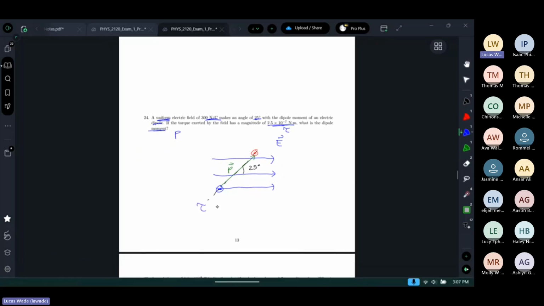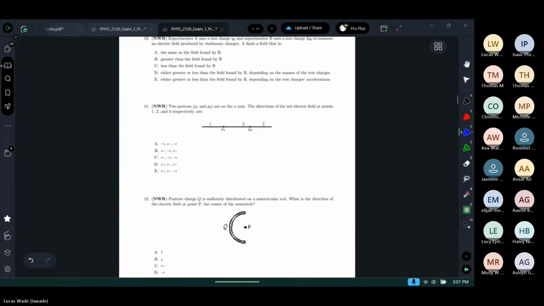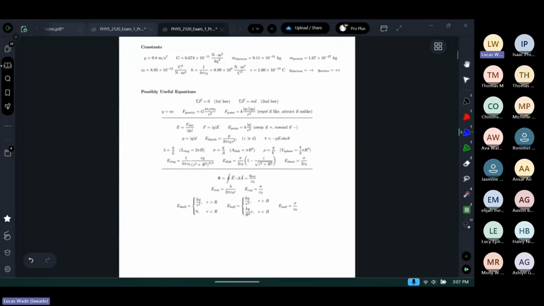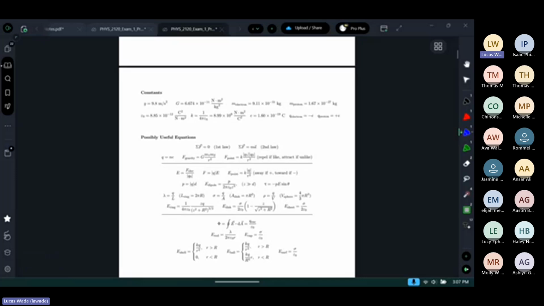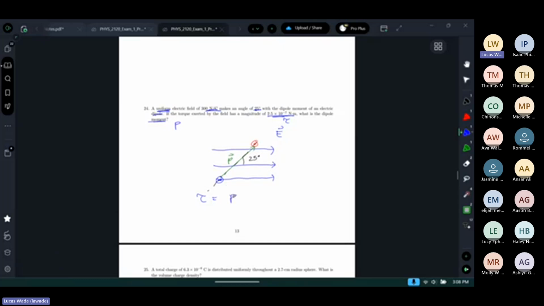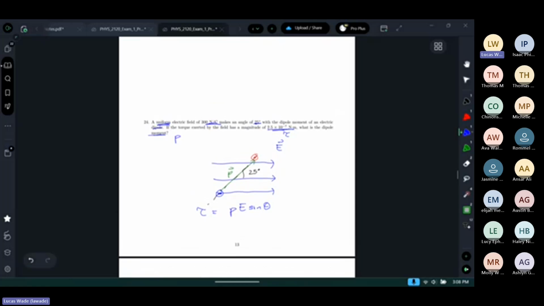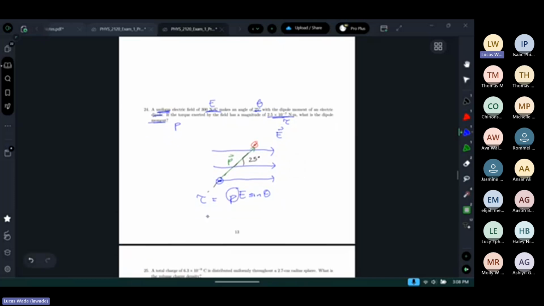So the torque on a dipole, this is a given equation in the equation sheet, which is the exact one you'll get on the exam, unless I made a mistake somewhere that I need to fix by Tuesday. The torque on a dipole is dipole moment, electric field strength, sine of theta. And I am given all the ingredients I need for that. I'm given the electric field, I'm given theta, I'm given the torque. The only thing I don't know is P. So P is torque over E sine theta.